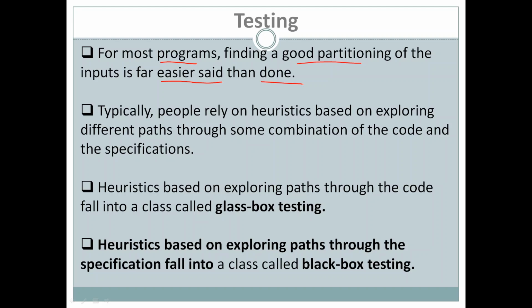We have seen in the last example, we were testing a simple piece of code by using some set of inputs. But for some complex program, it is very difficult to find a good partitioning of input. It is easier said than done. Typically, people rely on heuristics based on exploring different paths through some combination of code and specification.